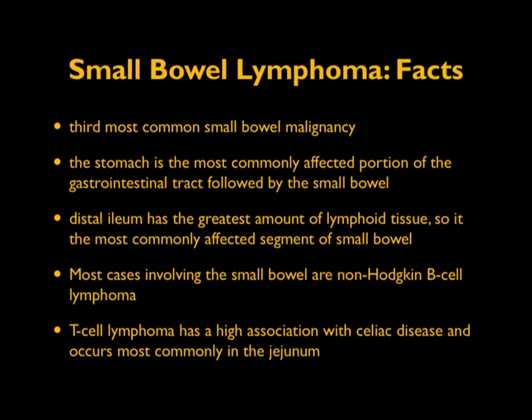When you think about lymphoma in general in the GI tract, the stomach is the most common affected portion, followed by small bowel. Distal ileum is the most common area of involvement because it has the greatest amount of lymphoid tissue. Most cases involving small bowel are B-cell lymphomas. T-cell has a high association with celiac disease and occurs more commonly in jejunum.